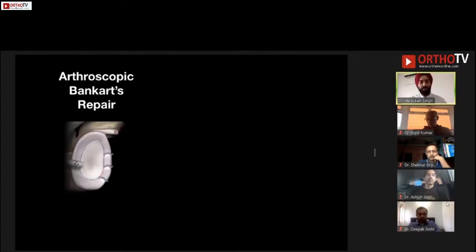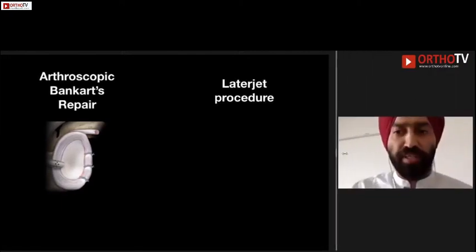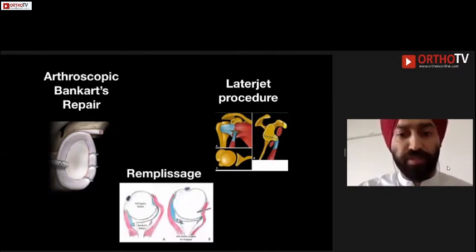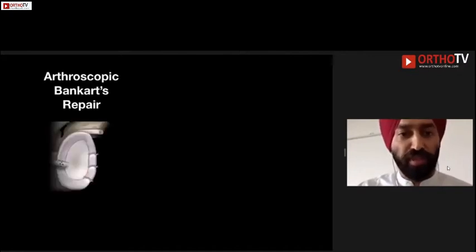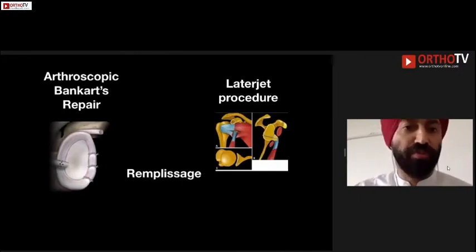So to address this, we have different options: doing an arthroscopic Bankart repair, which restores the anatomy by doing a capsulolabral restoration as well as capsular retensioning. Another procedure is Latarjet, where we are using a bone augmentation procedure. We can also add remplissage to a repair to augment it. In the last 2 decades, arthroscopic Bankart repair has been a very popular surgery among arthroscopy surgeons and orthopedic surgeons, and everyone wants to do this surgery for all instability surgeries.